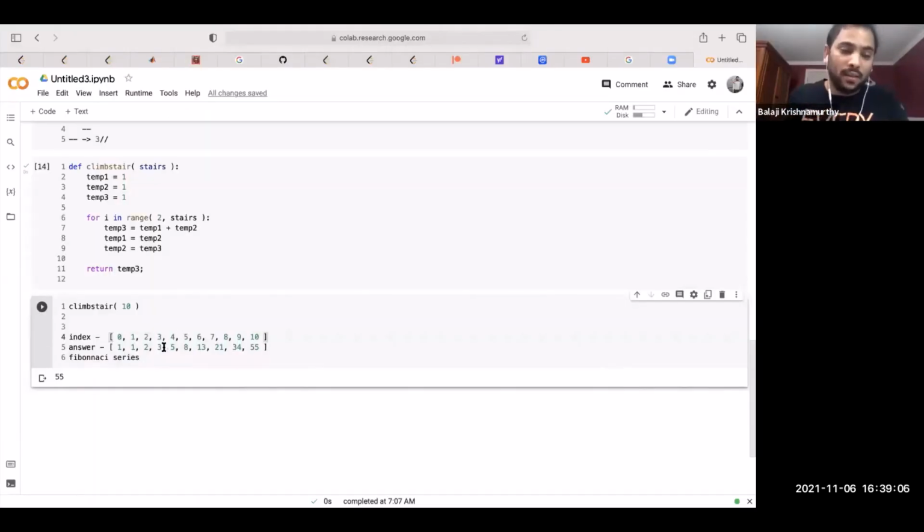If you see in math, this is a Fibonacci series, and have you ever imagined when a Fibonacci series is actually used? If you're climbing up the stairs and you can climb 1 or 2 steps at a time, then if you have 10 stairs to climb, your 10th Fibonacci series number will be the answer for how many ways you can climb up the stairs.